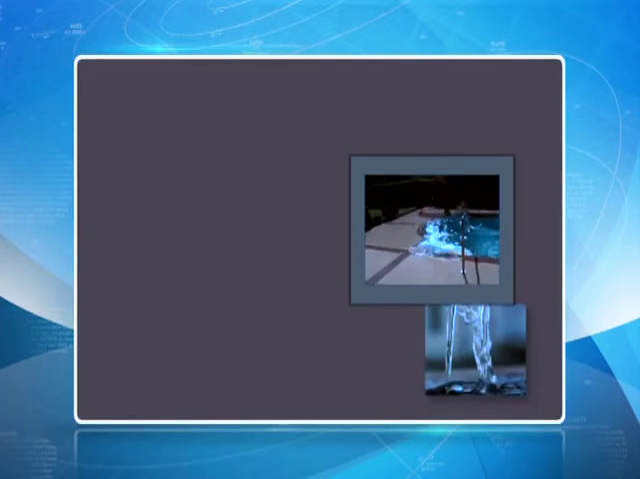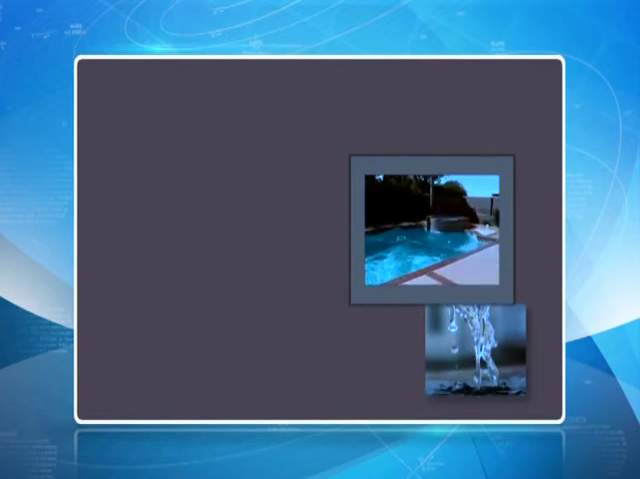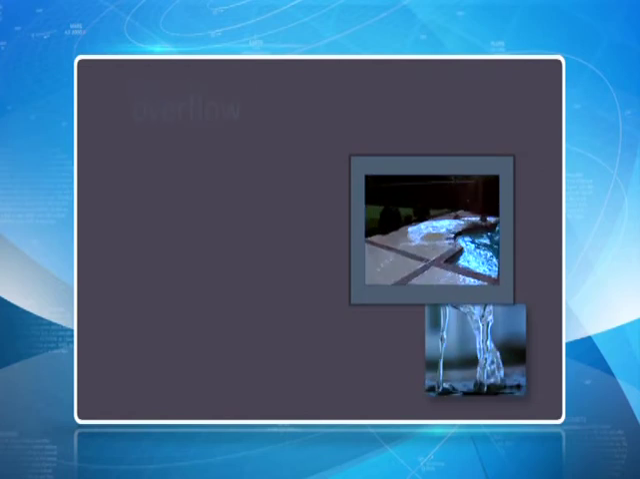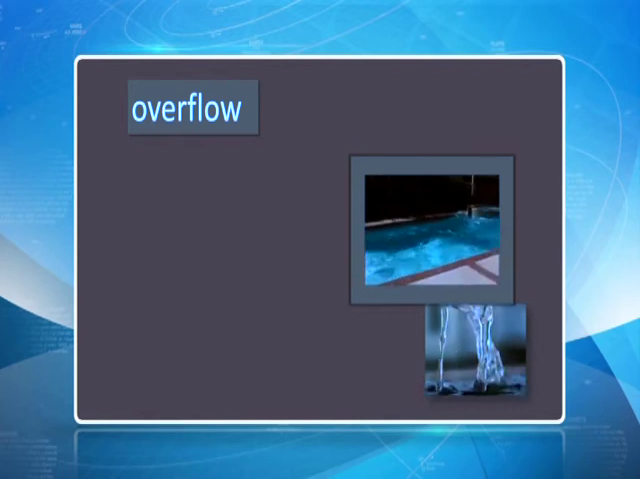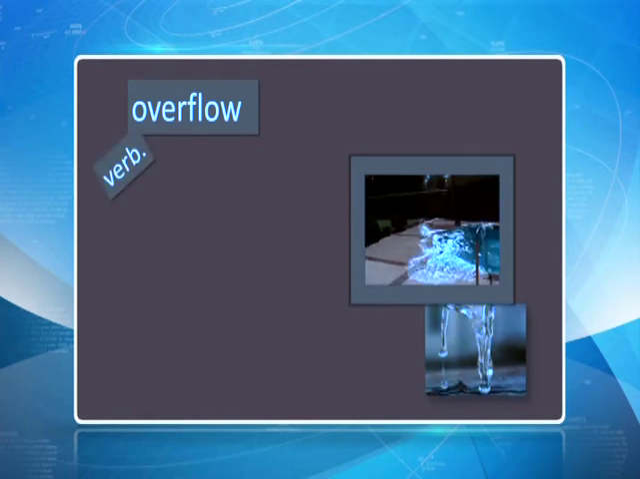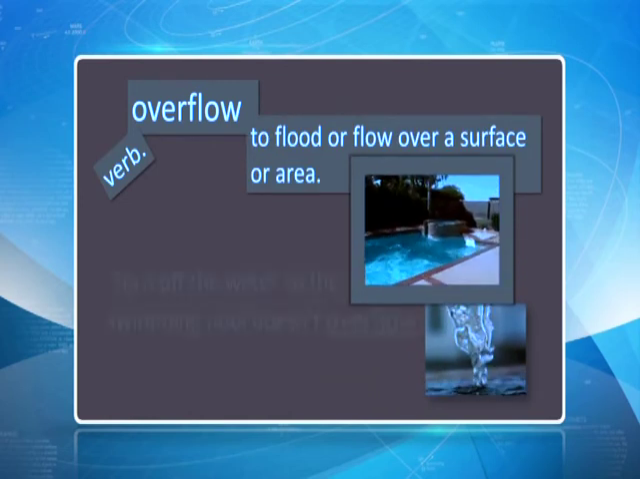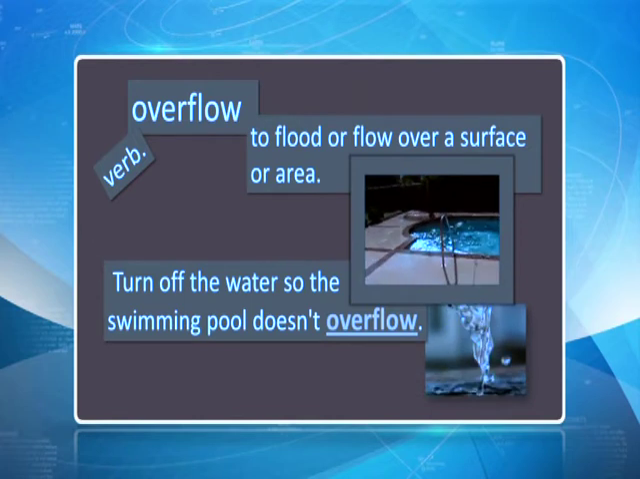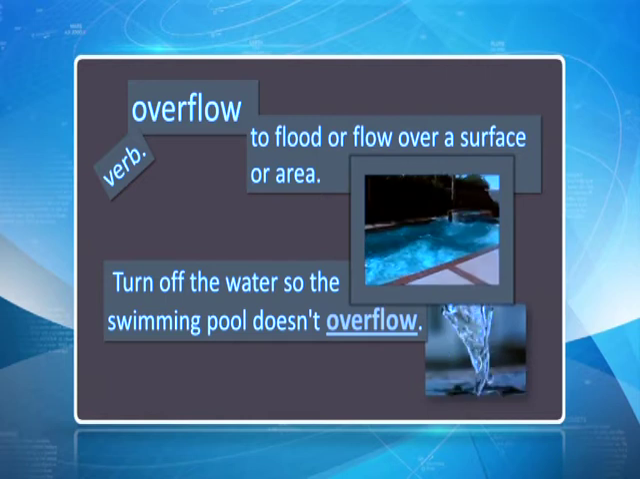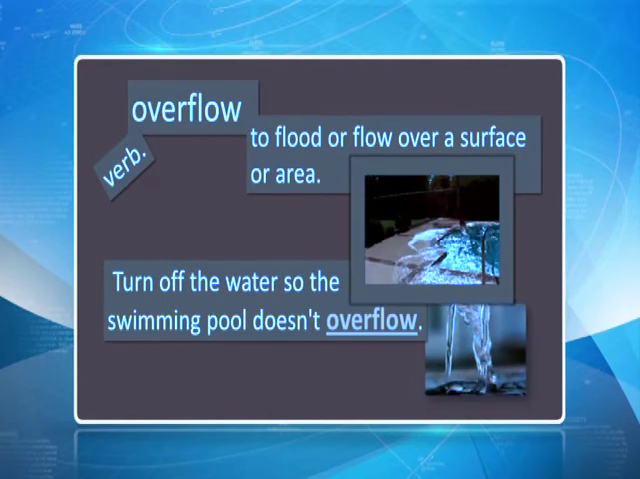Next, what do you see here in the picture? Water, swimming pool. The water is what? It's all over the surface, right? Overflow. Our word for today is overflow. It's a verb. To flood or flow over a surface or area. Let's use it in a sentence. Turn off the water so the swimming pool doesn't overflow. You can see from the picture.